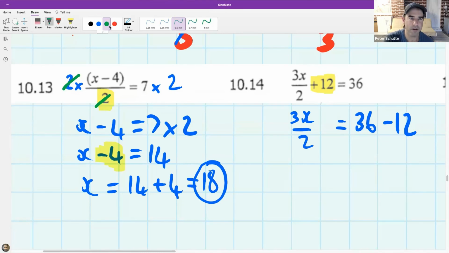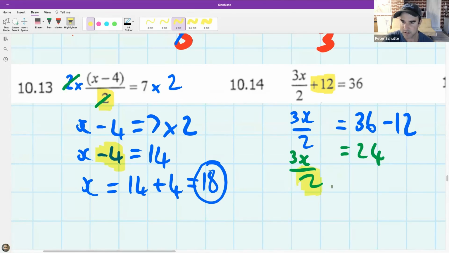So what I'm going to say with this last question is the plus 12, the opposite of plus 12 is minus 12. If I take away 12 from both sides, I'm going to get this line below. And I suppose this could even be written as 24, really, but now I've got a new problem because I've got this 2 at the bottom, which is interfering with things.